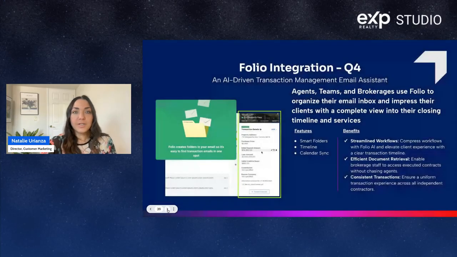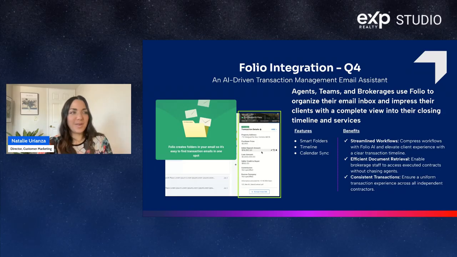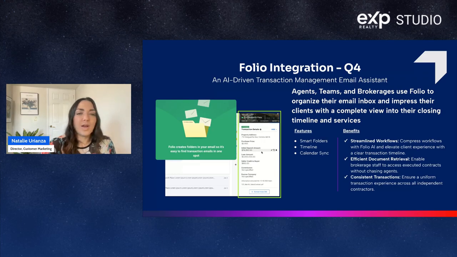The Folio integration is great. It's going to get you more organized than you probably ever thought you could be. It acts like an email assistant. It's going to be able to pick up automatically on timelines and documents and next steps without you having to go through your email and sort through all the content. It's kind of like having a transaction coordinator that lives in your email.